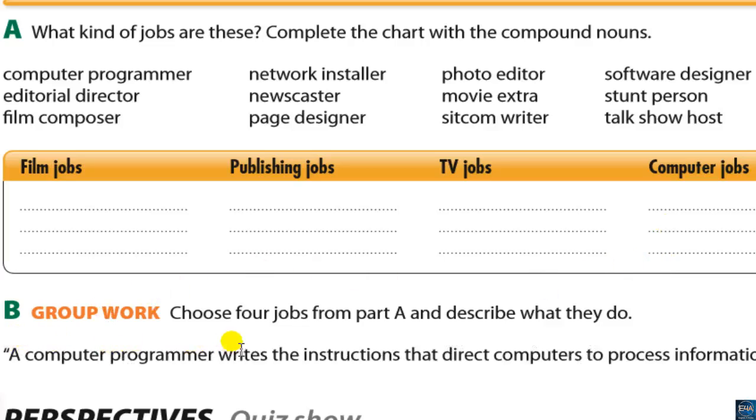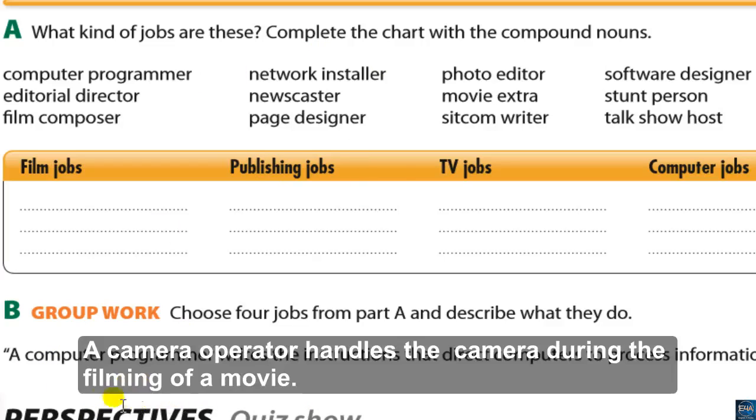B. Group work. Choose four jobs from part A and describe what they do. Example: a computer programmer writes the instructions that direct computers to. You can choose any job from part A and make a sentence, or any other job, like a camera operator. A camera operator handles the camera during the filming of a movie.